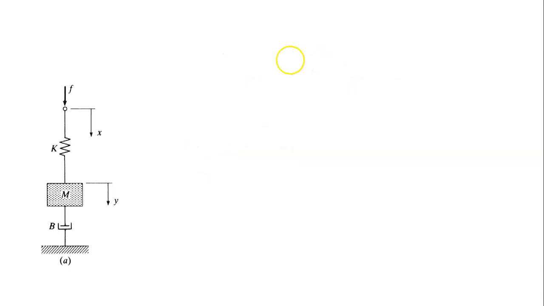Now consider this diagram. Spring K is there, mass M is there, and damper B is there. And in this diagram, three coordinates are there: x, y, and ground, and a force is passing through all these three elements. Therefore, you may be thinking that this mass M is in parallel with spring K and damper B. But it is not the case.